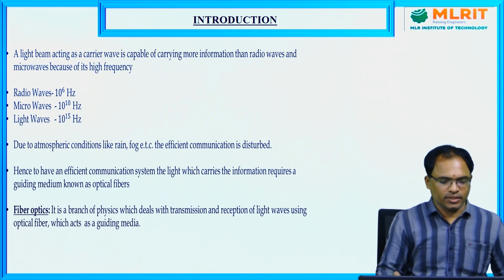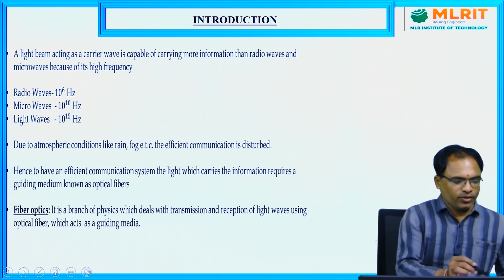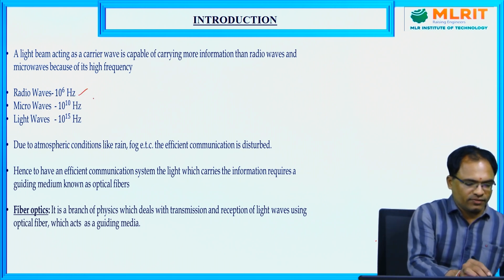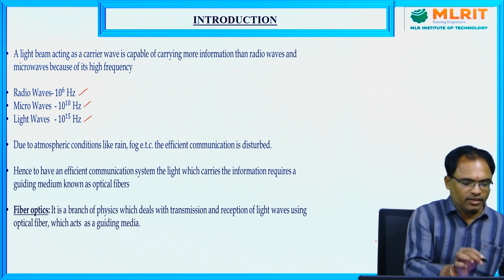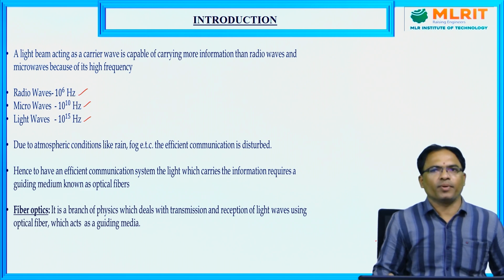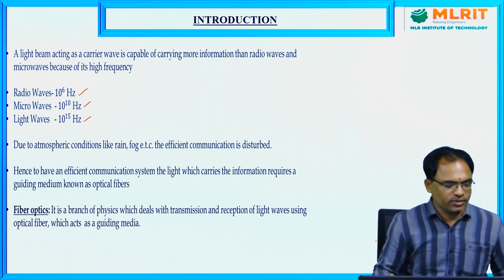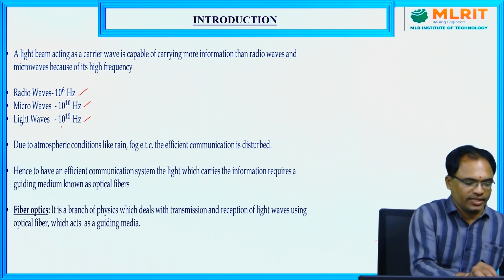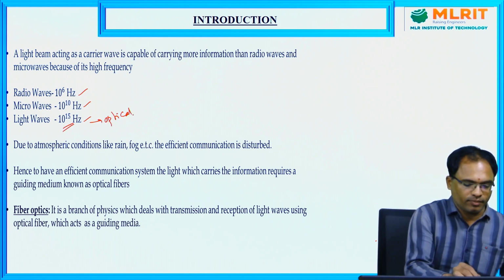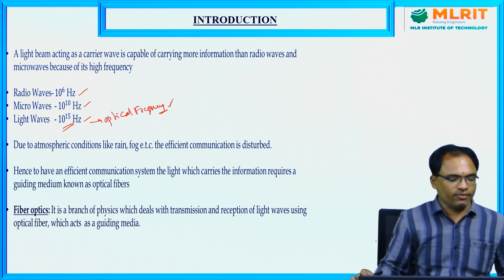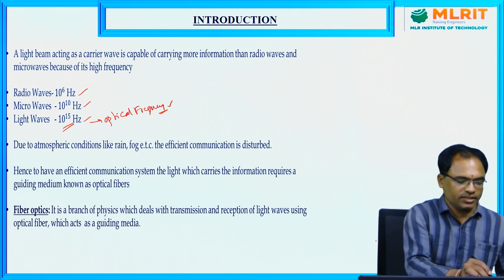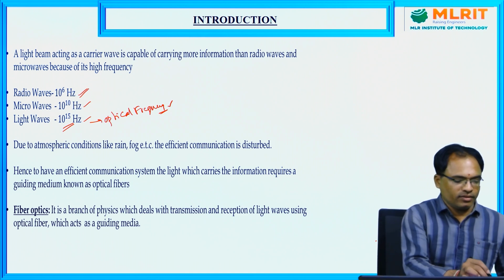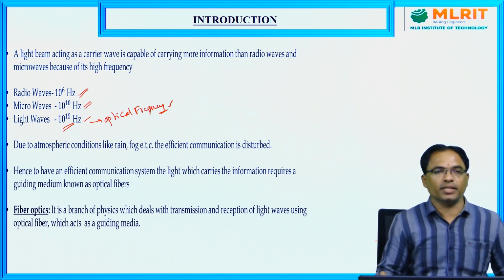Coming to this slide, we are going to observe the frequencies of radio waves, microwaves and light waves. When compared with radio waves and microwaves, the frequency of light waves is very high. It is about 10 power 15 hertz. This frequency is called optical frequency. Whereas the frequency of radio waves is around 10 power 6 hertz, and the frequency of microwaves is around 10 power 10 hertz.